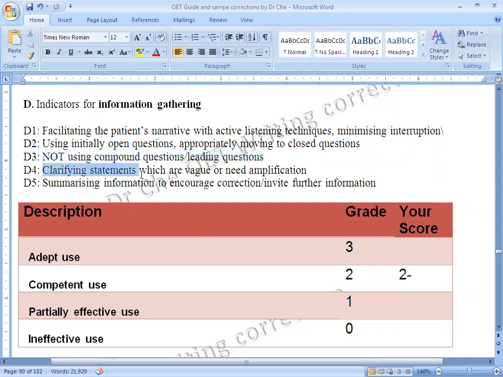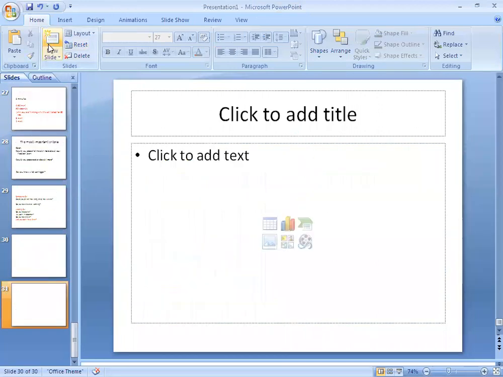Next, clarify anything vague or needing amplification. If there is any statement that the patient is telling or you are telling that is not clear or needs explanation, you should explain it, okay? Because this term or statement needs explanation. Next is summarizing information to encourage correction and invite further information. This is a wonderful criterion.